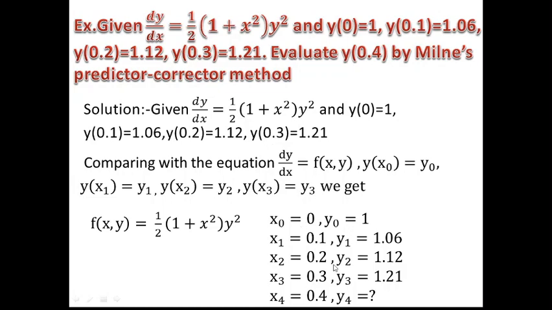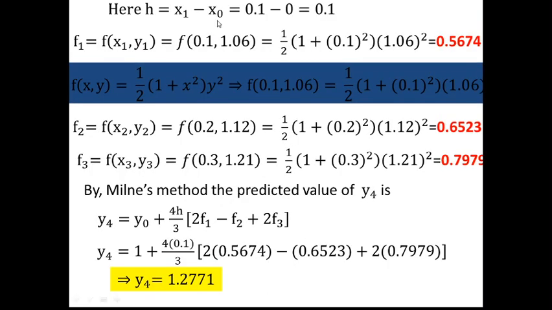Okay. Now, here we wish to find the value of y at x4, which is nothing but y4. In order to apply the set of formulae, we need the step size. So let's see what the step size is. According to the definition, it is x1 minus x0. x1 is 0.1, x0 is 0, so h comes out to be 0.1. Now, after getting all these requirements, we will find the functional values at x1, y1, x2, y2 and x3, y3.